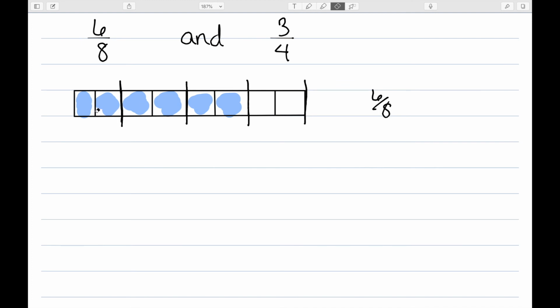So I can eliminate these bars here. I erased my shading there, but we'll go ahead and shade it back. And now I can see that I have this broken into, let's erase this bar as well, 4 pieces, and 3 are shaded.